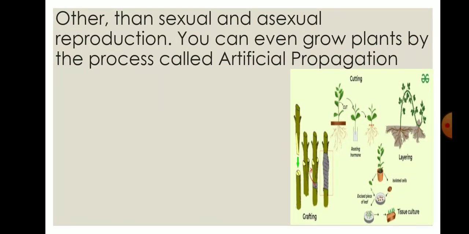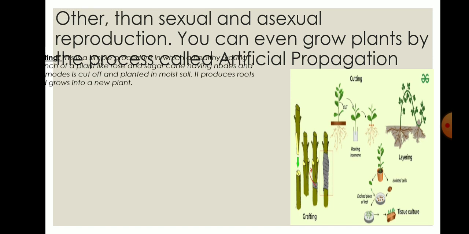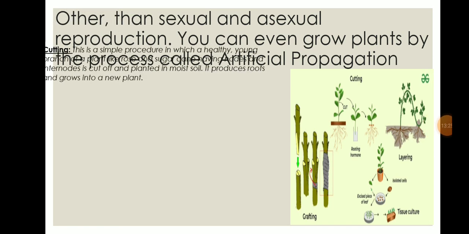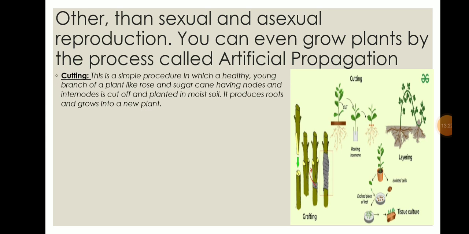Other than sexual and asexual reproduction, you can grow plants by the process called artificial propagation. Cutting. This is a simple procedure in which a healthy young branch of a plant like rose and sugar cane, having nodes and internodes, is cut off and planted in moist soil. It produces roots and grows into a new plant.